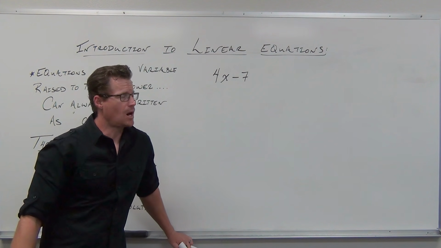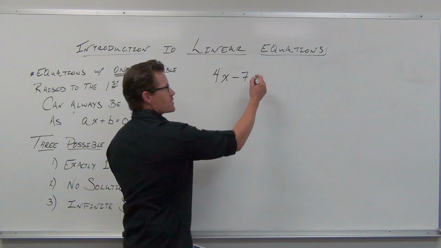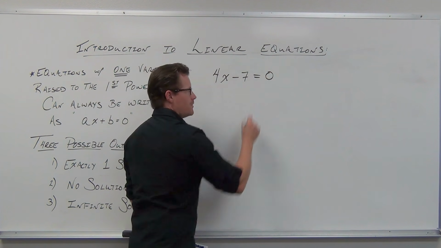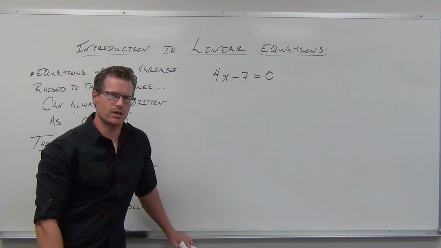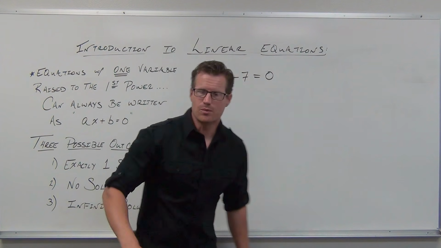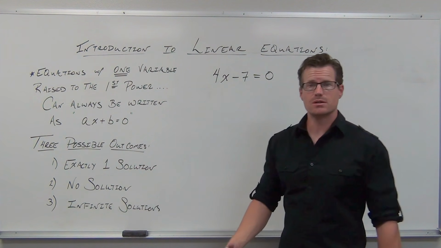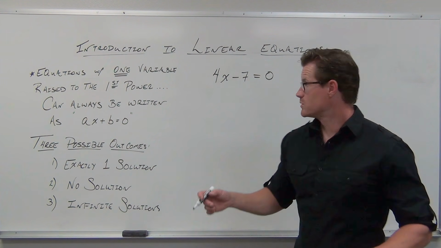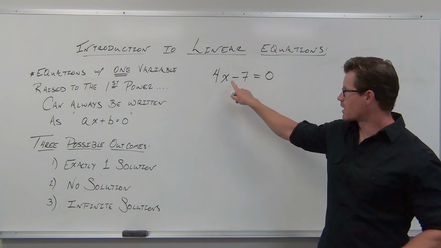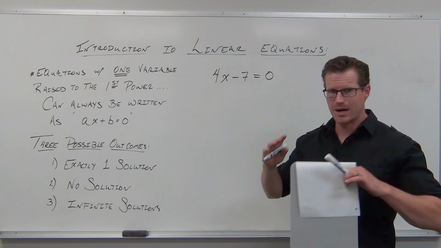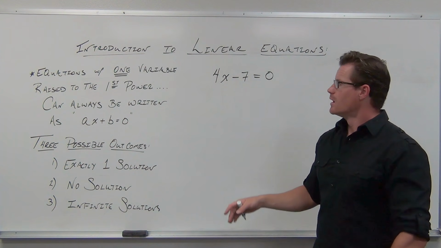So right here, we would not have a linear equation. As soon as we do that, yes, we have a linear equation. In fact, this is already written in that form, ax plus b equals 0. If you look at this, you notice that we have an equation, we have one variable raised to the first power, so by its definition, a linear equation.